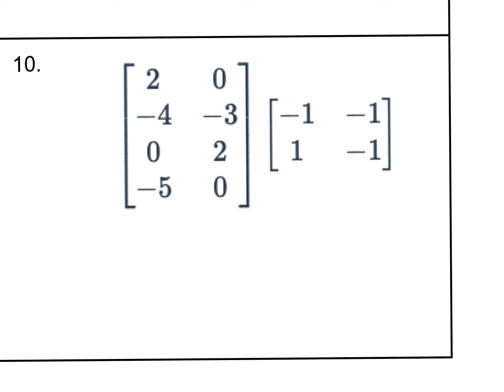Number 10, same deal, right? Still multiplying. So we need to write our dimensions at the top. On the first one, dimensions of that are what? A 4 by 2 and a 2 by 2. Are my center 2 numbers the same? Yes. So my answer is going to be a 4 by 2, which means 4 rows by 2 columns, right? Cool.